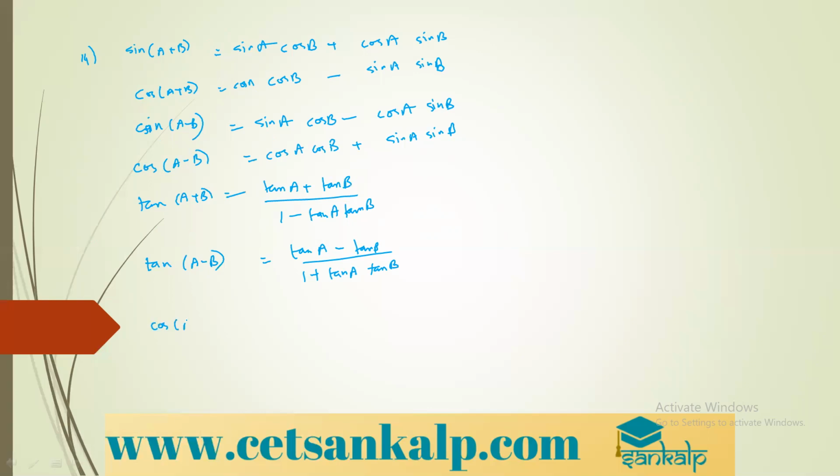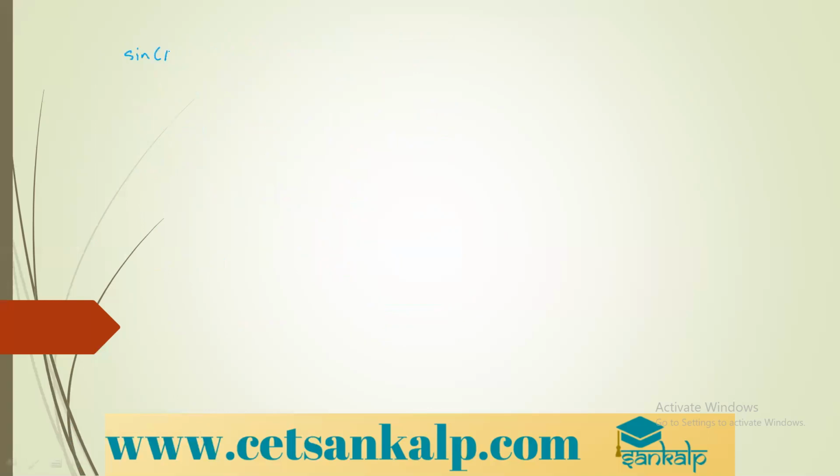Next formula is cos A plus B into cos A minus B is cos square A minus sin square B, or cos square B minus sin square A. On the next page, I will write similarly sin A plus B into sin A minus B formula is sin square A minus sin square B, or cos square B minus cos square A.